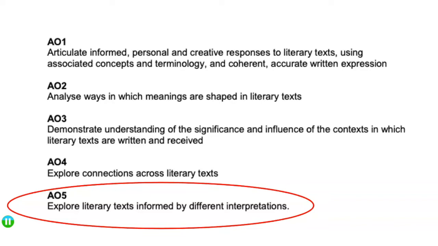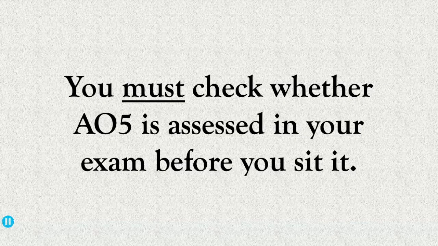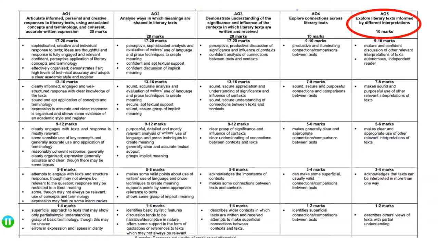However, not all of the modules in your course will give credit for AO5. That's why it's really important that you check to see whether AO5 is assessed in your exam before you sit it. If it is, then you must engage with critical interpretations somewhere in your essay. But if it isn't, then you must not do this. You'll be wasting valuable exam time which could be devoted to doing other things.